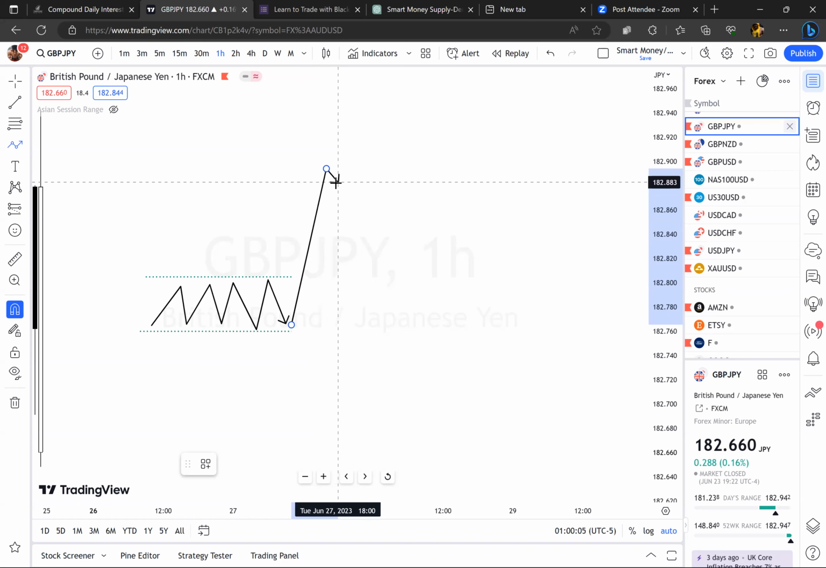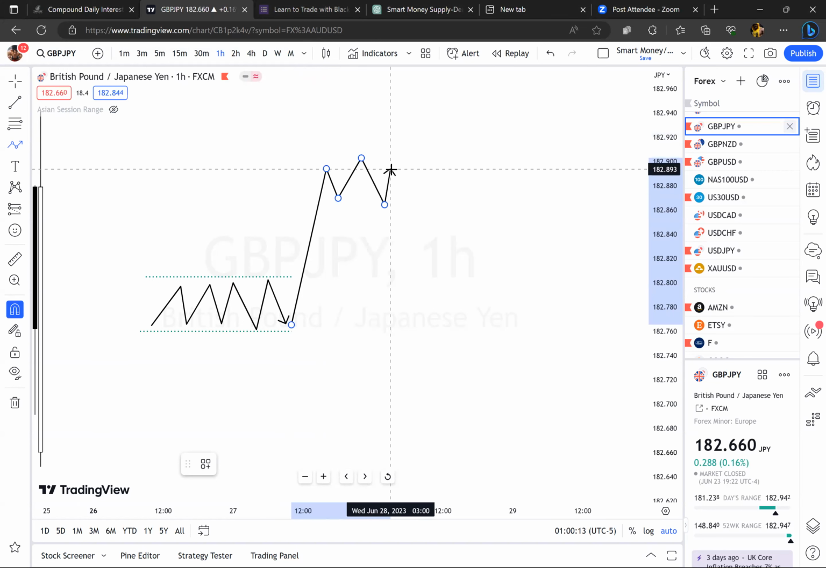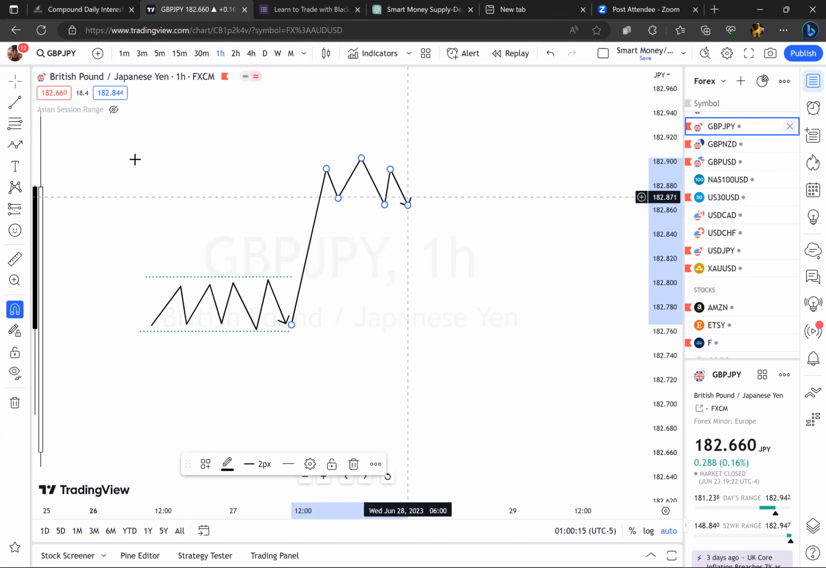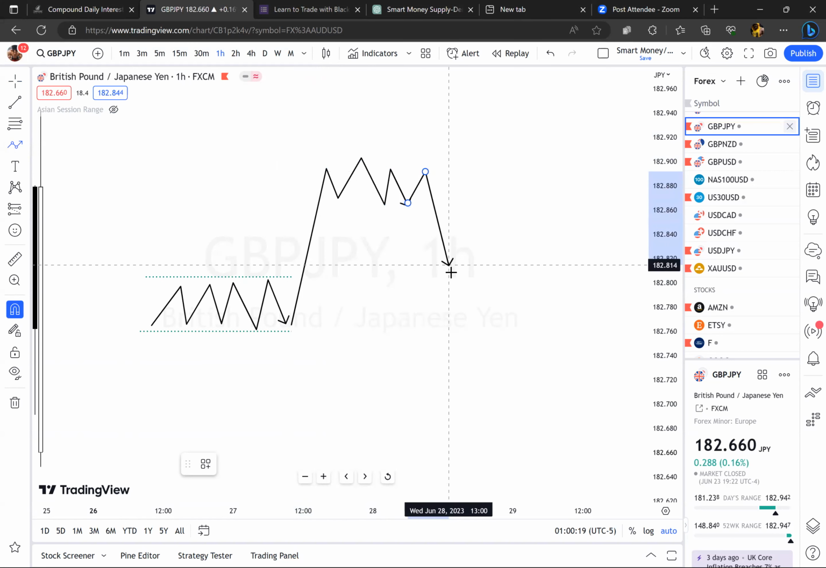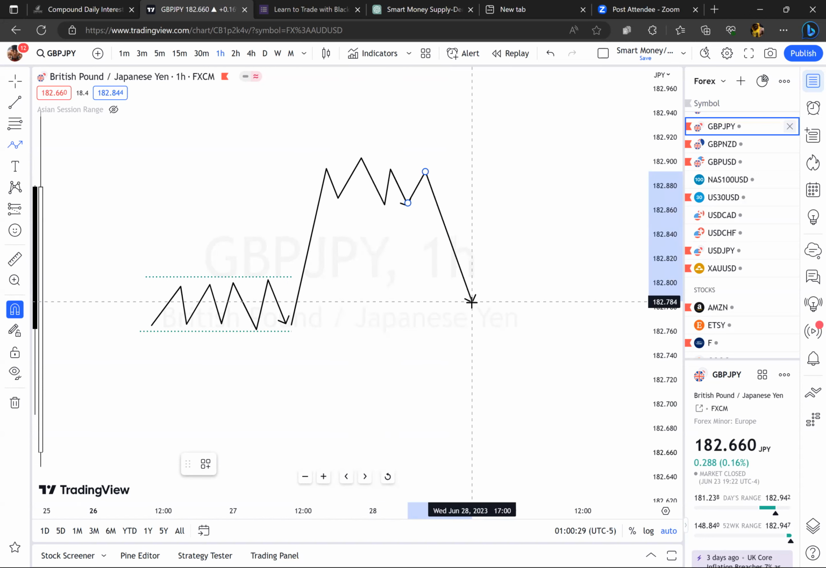So after expansion, you might see price consolidate again, but then it's going to make its way back down. That's the retracement. After expansion, we might get consolidation, then we get some retracement.